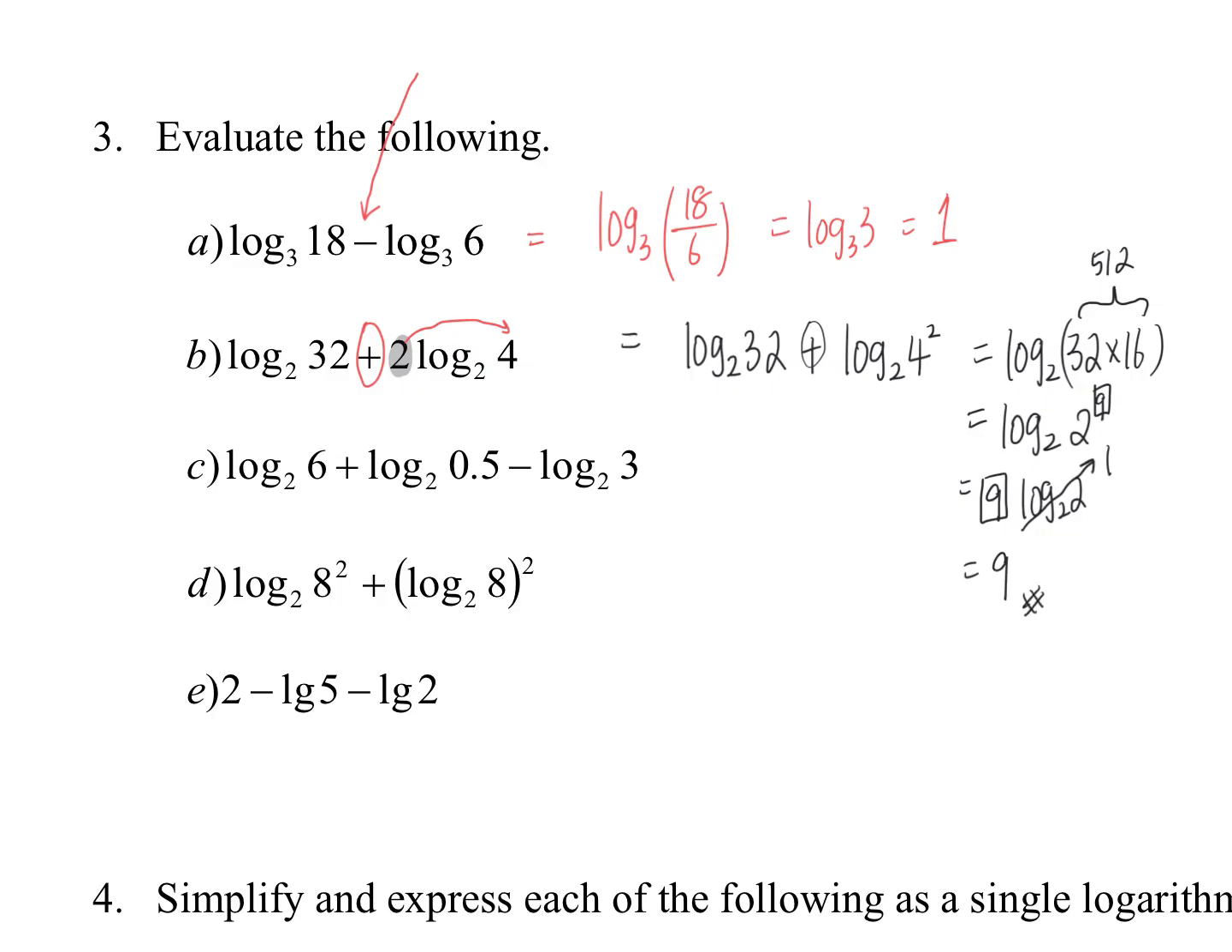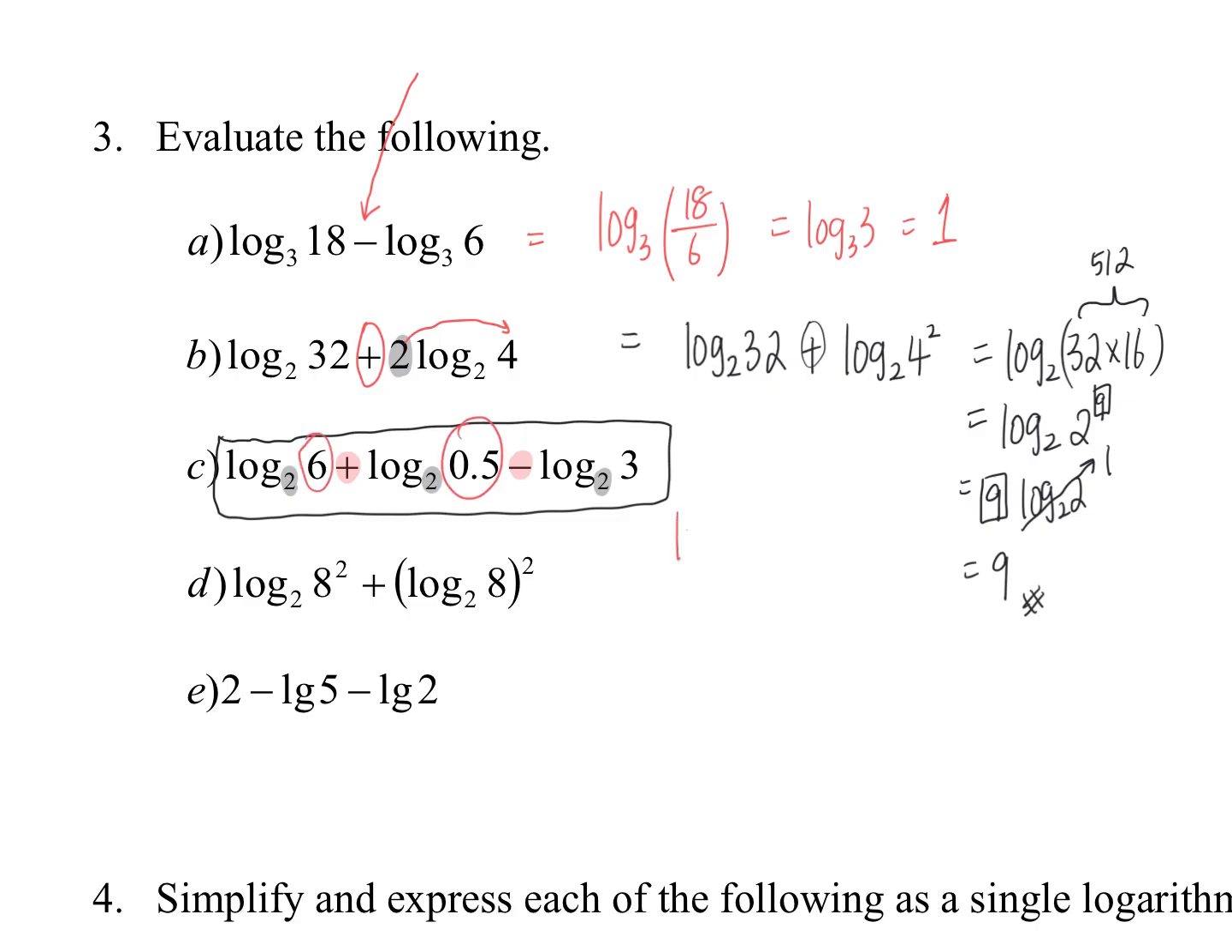Okay, so it's all about playing with the rules. So like this one. Okay, very scary like that. But don't worry, all the bases are the same. When the bases are the same, all you need to take note of is this is plus, this is minus. You can combine all of them together. So when it's plus, what do you do to these two?